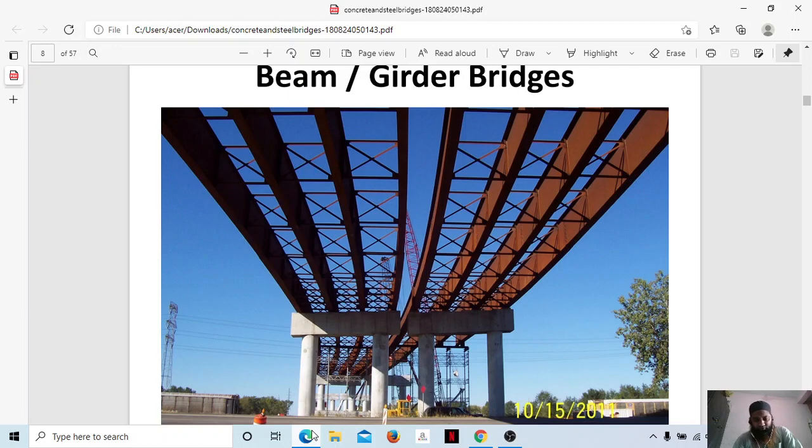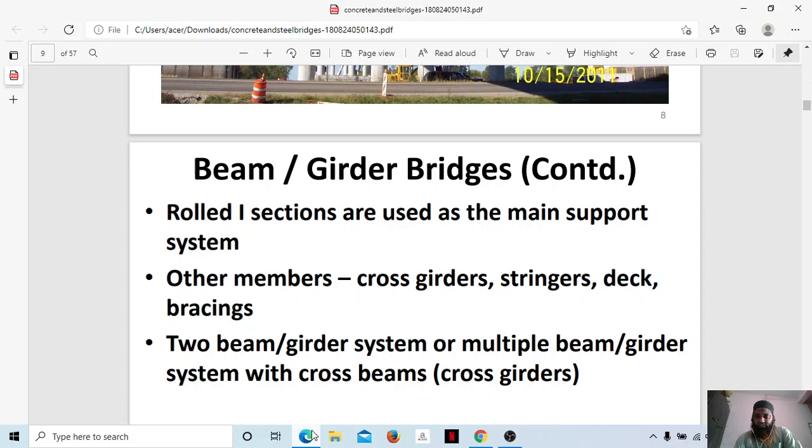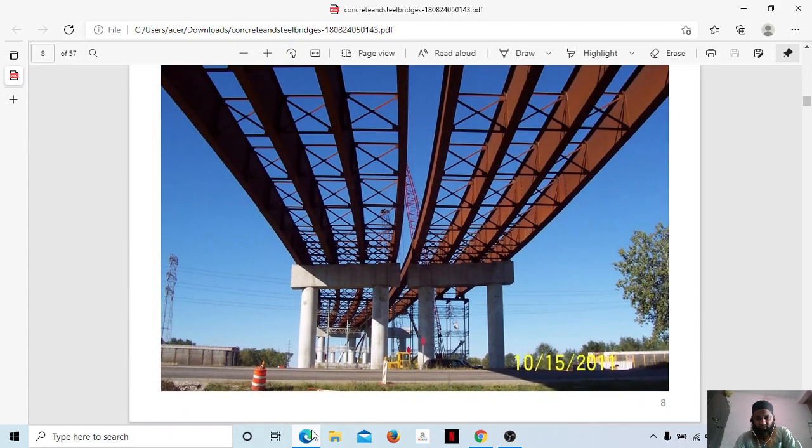It has been bolted and fixed there, and after that, over it, you come up with a small concrete or a flexible pavement structure. You can see rolled I sections are used as the main support. These are I sections which are placed over this girder, over this support. And these are the bracings which have been given at the bottom, so that there are no chances of any buckling.